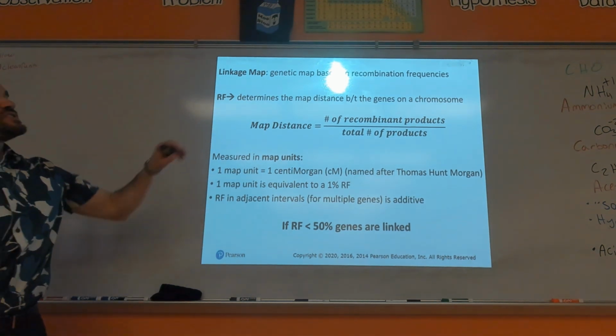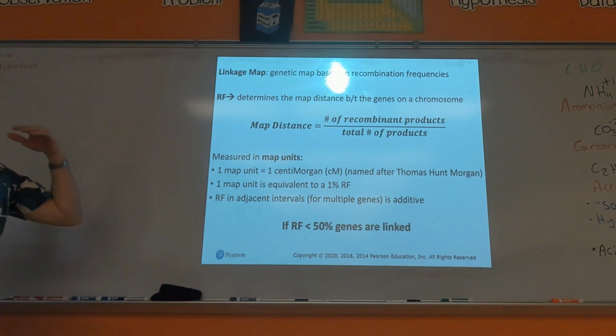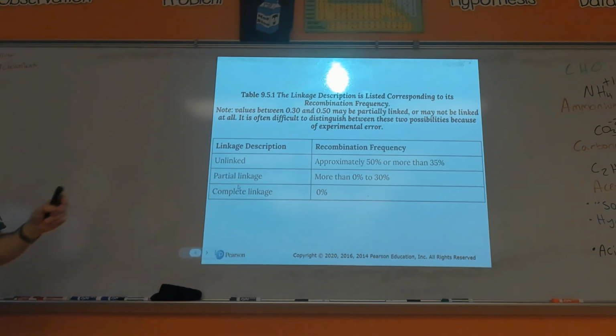If half of your potential offspring are recombinants, that would mean the genes are unlinked. So that brings the question of there being a gray area. I added this from last class because the question is, between 50% and 0%, there's a big range. So how do scientists determine that?